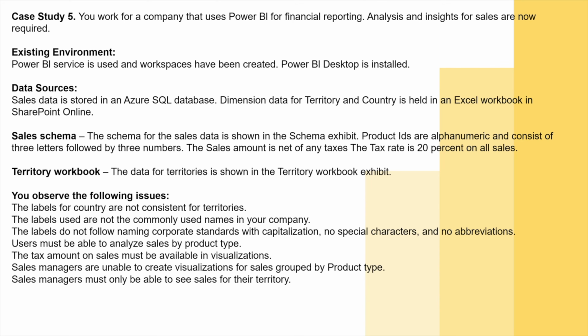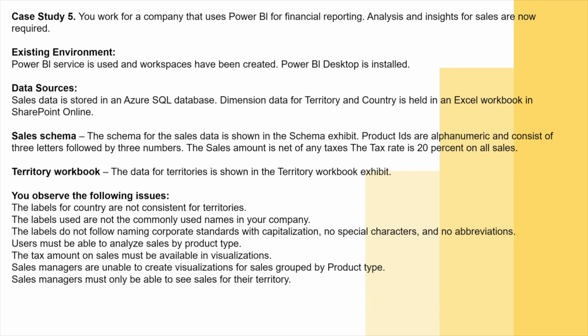Sales schema: the schema for sales data is shown in the schema exhibit. Product IDs are alphanumeric and consist of 3 letters followed by 3 numbers. The sales amount is net of any taxes. The tax rate is 20% on all sales. The territory workbook: the data for territory is shown in the territory workbook exhibit, which we'll see next.